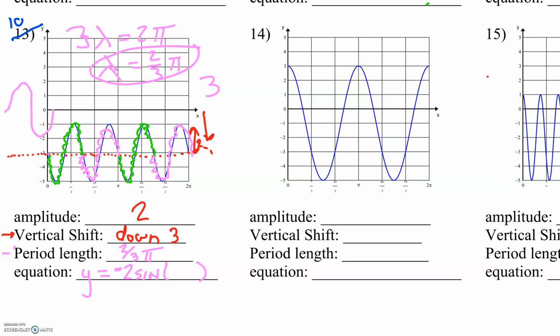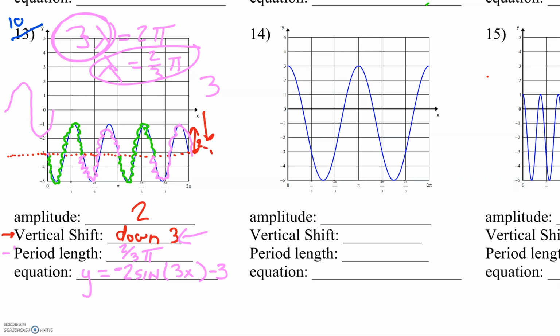How many waves were there? There were 3 waves in there. So this would be 3x, okay? And it's been shifted down 3, so -3. This would be our equation for this one.